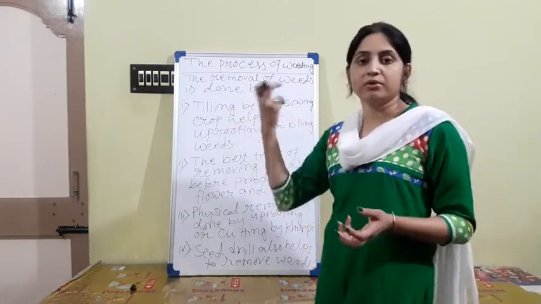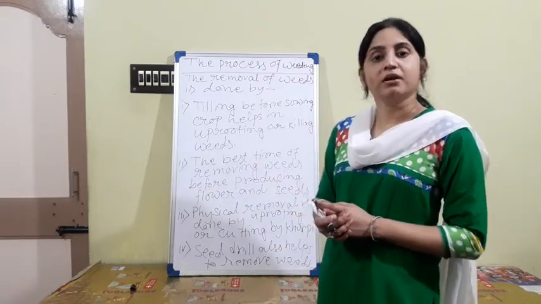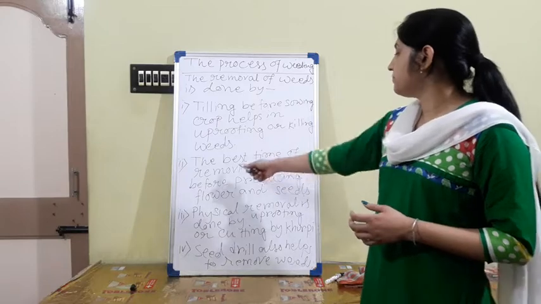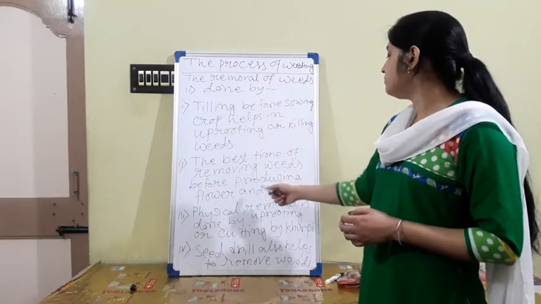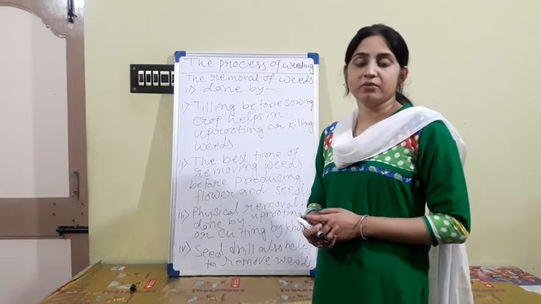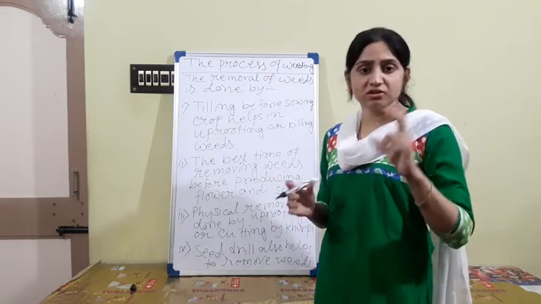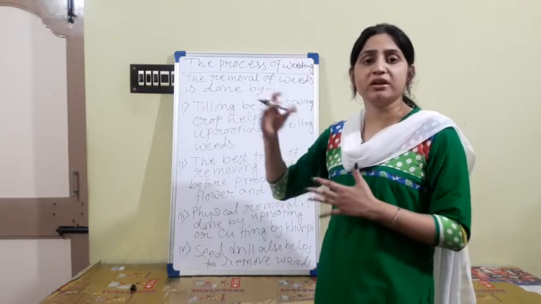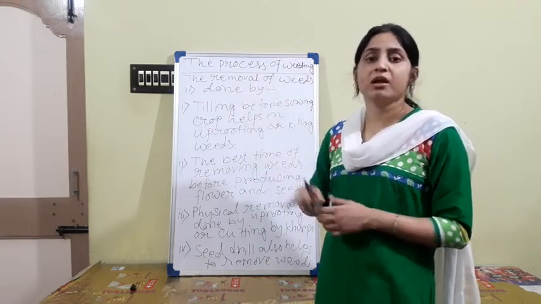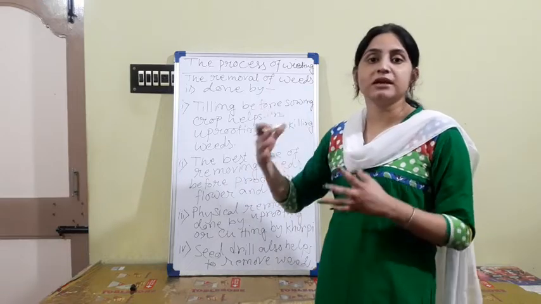If they are uprooted, there is no water and minerals, so how could they live? They are dried. Next one, the best time of removing weed is before producing flower and seeds. Obviously, the best time of removing weeds or any small plants is when it is small, because it is easier to remove than when it is developed. When it starts producing flower and seeds, it starts to reproduce.